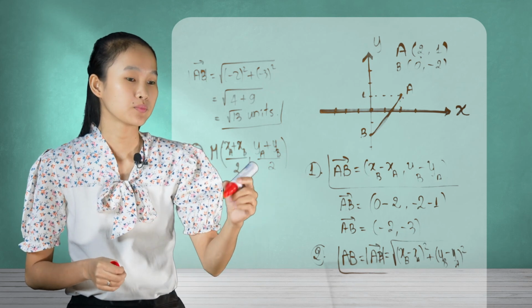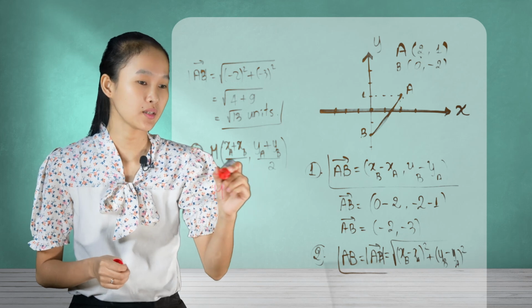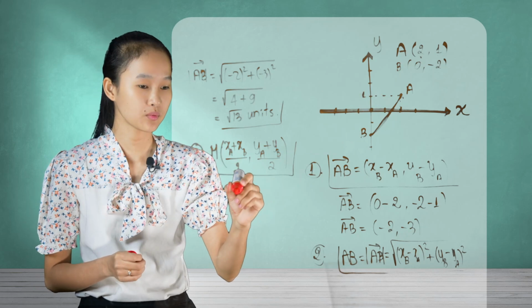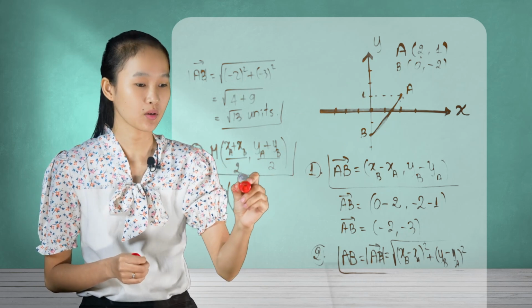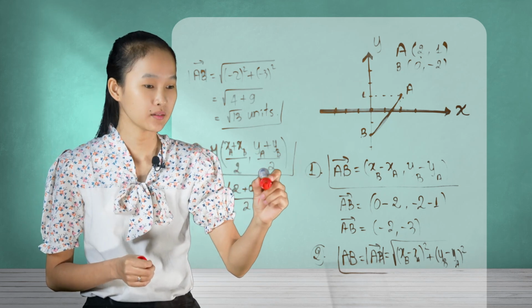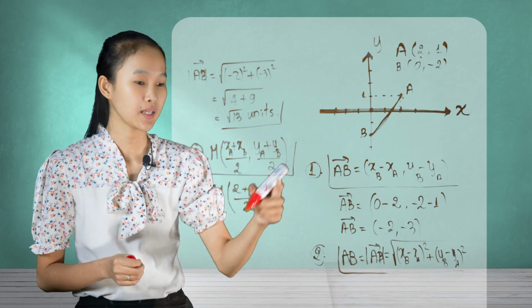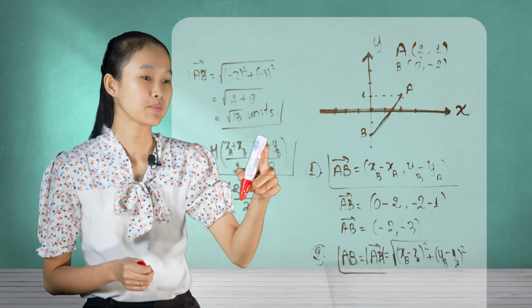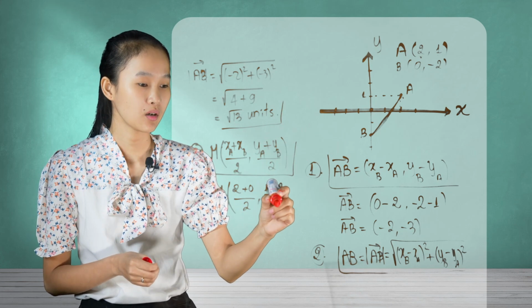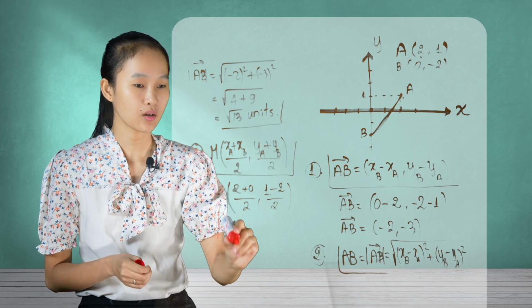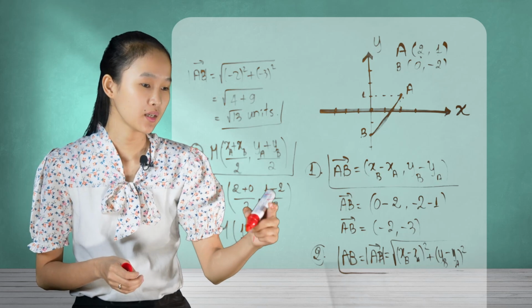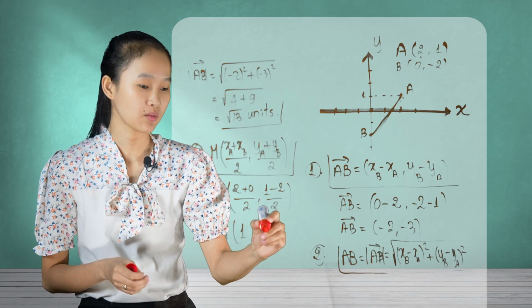Okay, so let's just substitute it in the formula. You will get xa is 2, xb is 0, divided by 2; ya is 1, and yb is negative 2. Positive 1 plus negative 2 is negative 1, so it's going to be negative 1 over 2. So the midpoint of points A and B will be (1, -1/2).